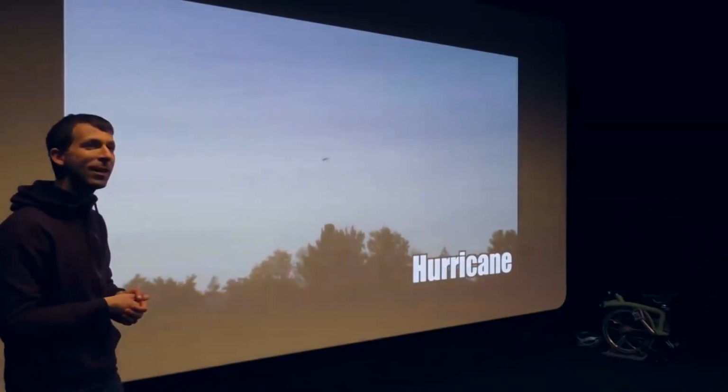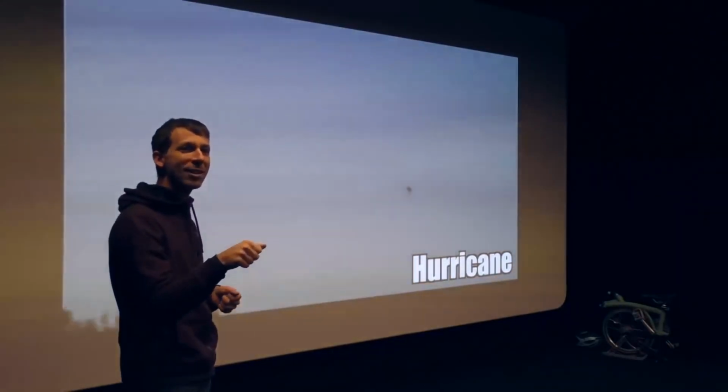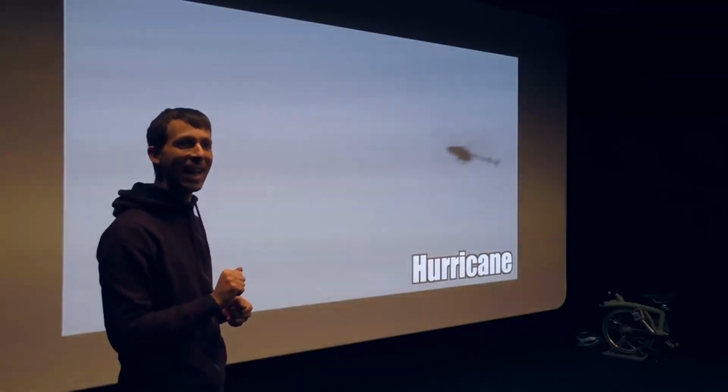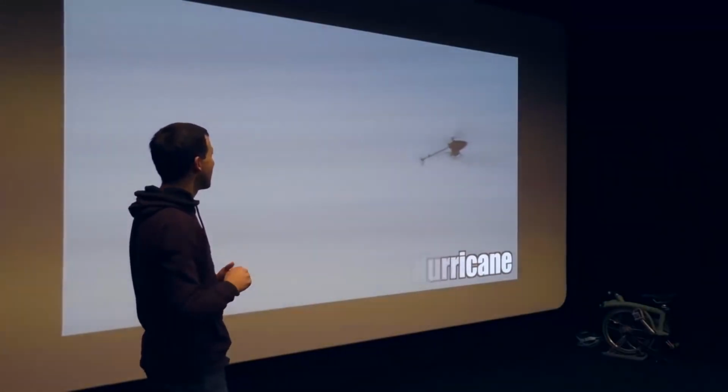Some of them are quite fun. And believe me, if you just take a model helicopter and try to control it yourself, it's very hard to make it fly upside down, or to do a split S, or to do some of these maneuvers.